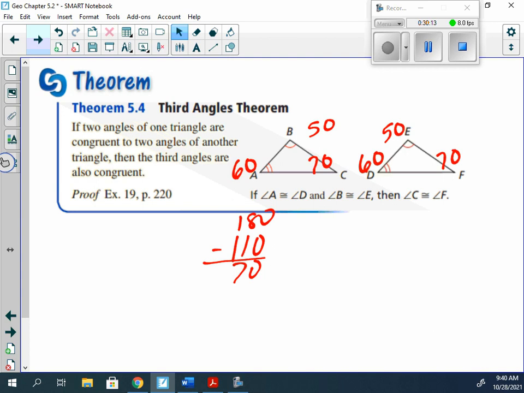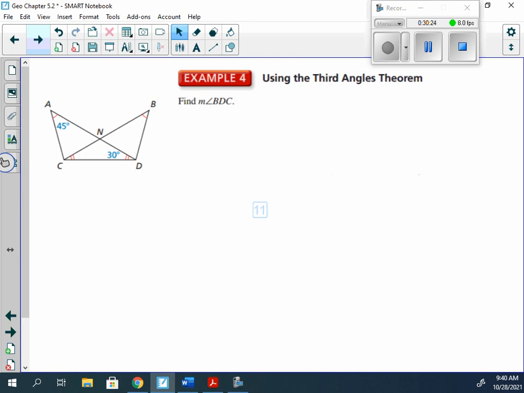3 sides and 2 angles. And that's what we're going to start doing, because there are proofs and postulates where we need less and less information to be able to say that the two triangles are congruent. So let's look at this here. We want to find the measure of angle BDC.